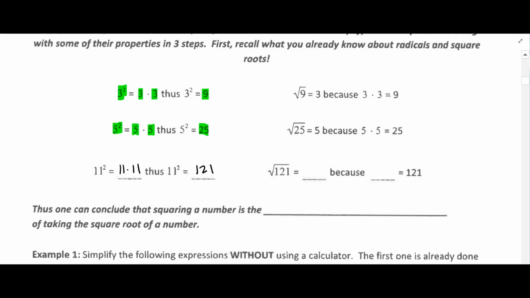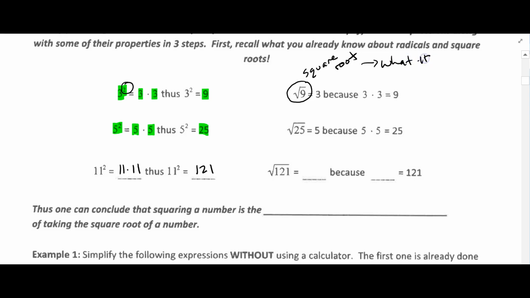Now, let's go the other way. Over here we had this exponent of 2. Over here we have a square root. Alright, so the square root of 9 is equal to 3, and the reason for that is because 3 times 3 is 9. So when you see this, you want to think to yourself, what number multiplied by itself gives me 9?